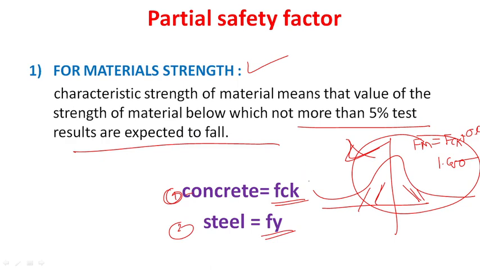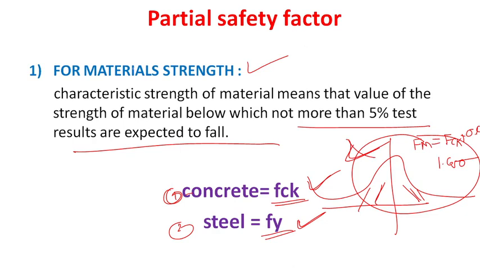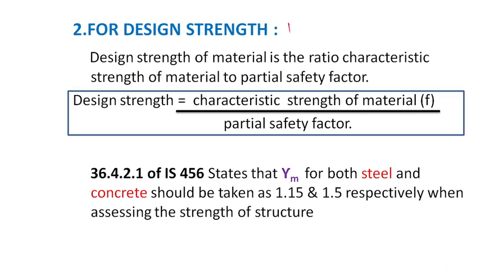Okay, I think all of you know this one, but for your information I have put it here. Next one, for design strength. This was for the material strength, and the second one is design strength. Design strength of a material is the ratio of the characteristic strength of the material to the partial safety factor. Okay, you can see the definition. What do you mean by design strength?